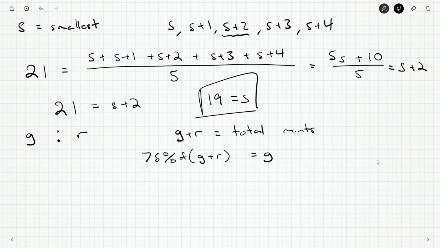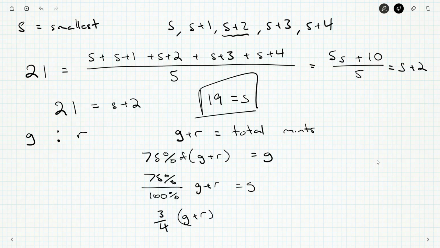is the green. And how do we calculate 75%? Well, you always turn it into a fraction first. Divide it by the total, 100%. Okay, 75 out of 100, you can grab your calculator, this is 3/4. So 3/4 times (G plus R) is going to be G.